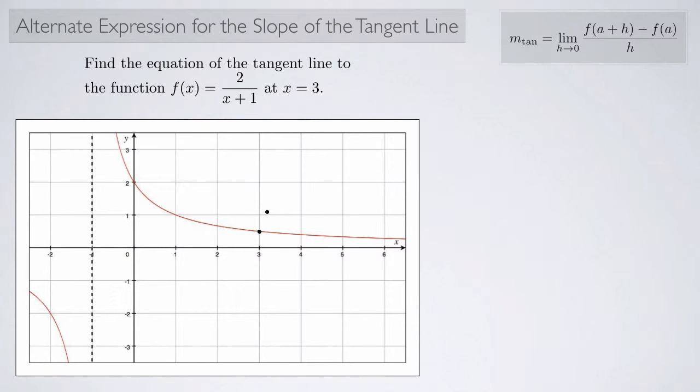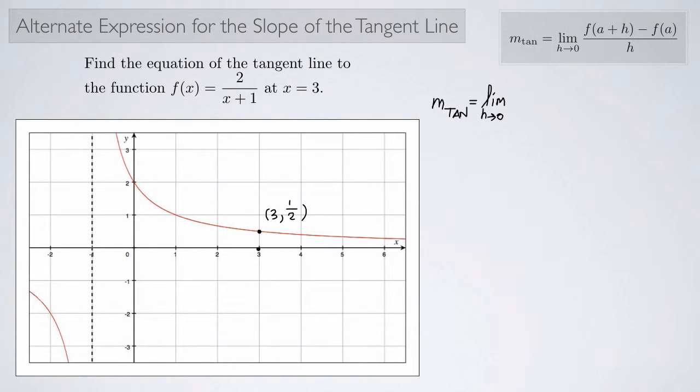And so the coordinates of this point are 3, and then if we plug in 3 here, 3 plus 1 is 4, we get 2 over 4 or a half. So a half is the y coordinate here. You can see that looks to be about a half. Okay, and so now we want to use this expression here to get the slope of the tangent line, and then eventually to get the equation of the tangent line. So let's do that. So we have the slope of the tangent line, m tangent, is going to equal the limit as h approaches 0 of, so f of a plus h. Well, what's a here?